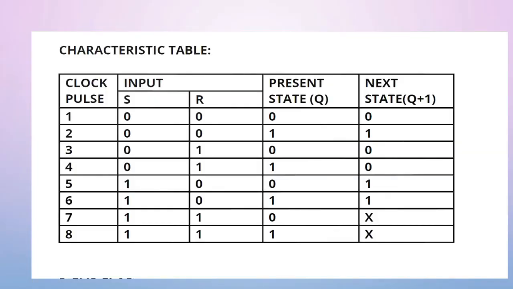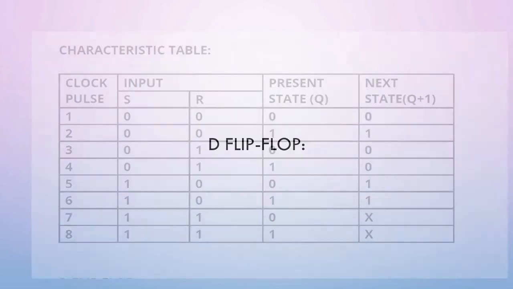So the characteristic table of the SR flip-flop will look like this. Clock pulse will be displayed here, and the inputs are S and R, present state Q and next state Q plus 1. Likewise, there will be 8 outcomes.